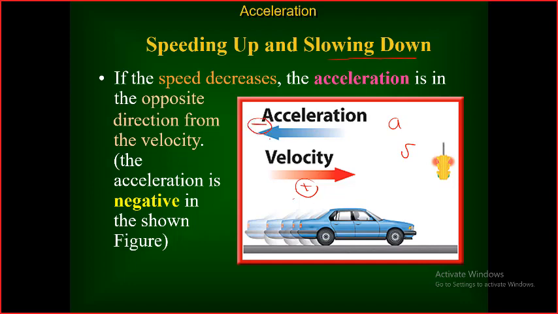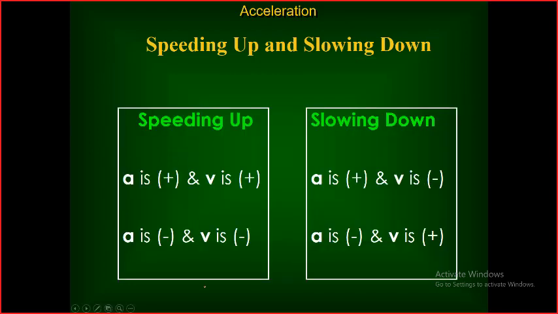Since the signs are not the same, they are opposite to each other, in this case the object is going to slow down. Or the other way around: the car moves to the left, V is negative, and the acceleration is to the right, so it will be plus. In this case also, the object is going to slow down. I will summarize all of these cases. Look at this table, you will have all the cases. Speeding up means A plus V plus or A minus V minus. Slowing down means A plus V minus or A minus V plus.